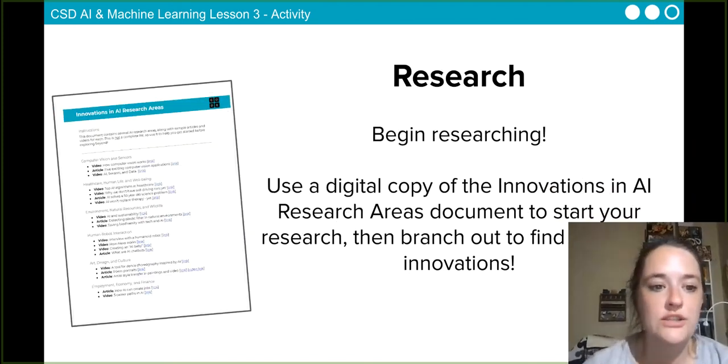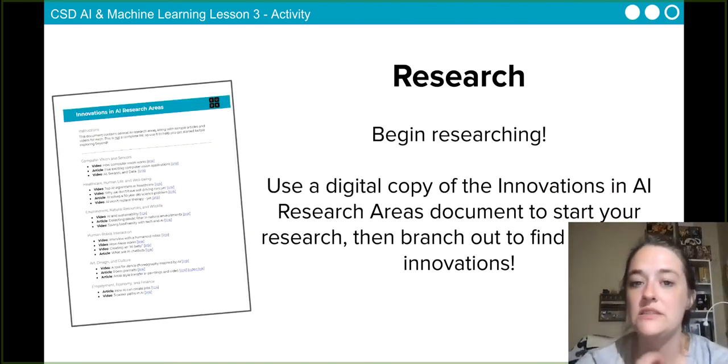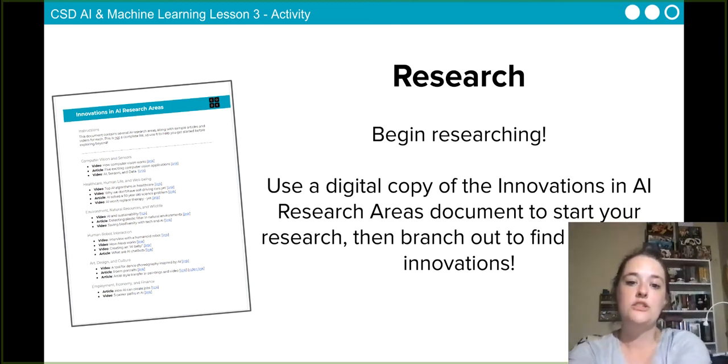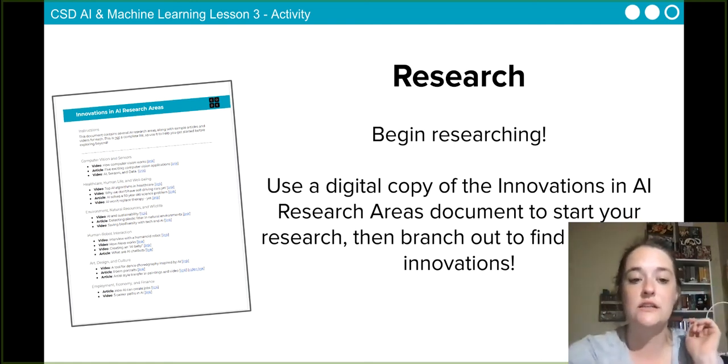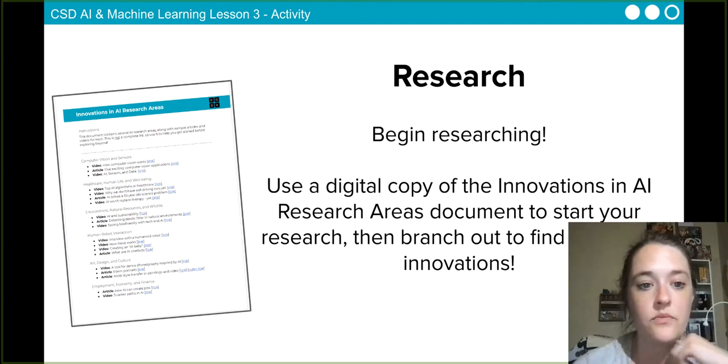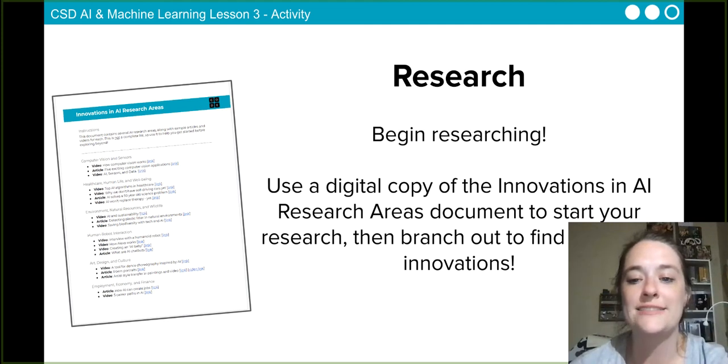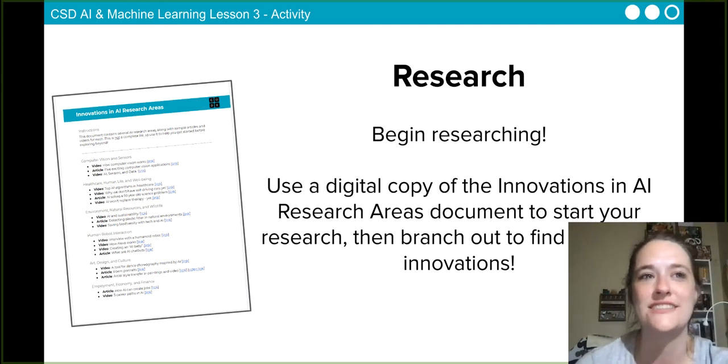So you will need to begin researching, and this is where that resource document will come in handy for you. You can use a digital copy to start your research, and from that digital copy you can literally just open the link and either watch a video or read an article, and then branch out and find your own innovations. Okay, I hope you are inspired to really research.